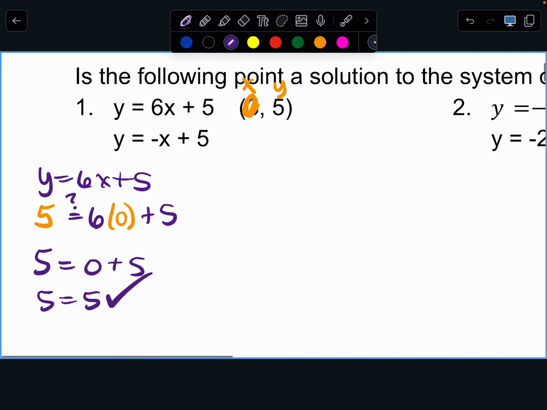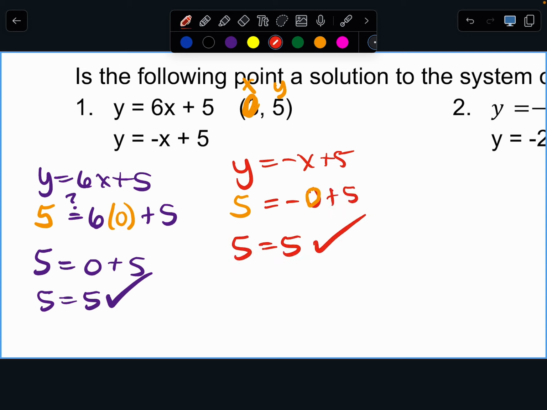Now don't just assume that the second one works. So if I plug this one in, I have y equals negative x plus 5. I'm going to replace the y with 5 and the x with 0. Oops, I should have made that this color, sorry. Plus 5. Look at that, 5 equals 5. Voila, yes, it is a solution.